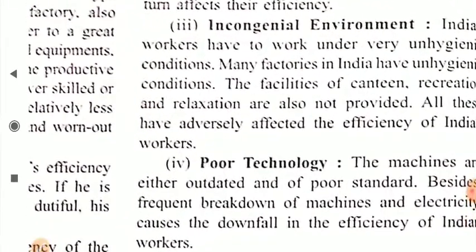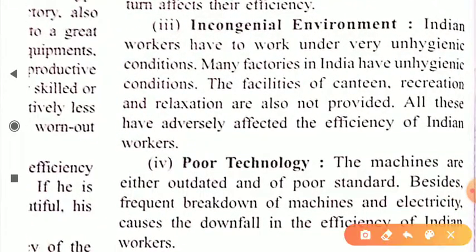Next is uncongenial environment. Indian workers have to work under very unhygienic conditions. Many factories in India have unhygienic conditions. The facilities of canteen, recreation, and relaxation are also not provided. All these have adversely affected the efficiency of Indian workers.